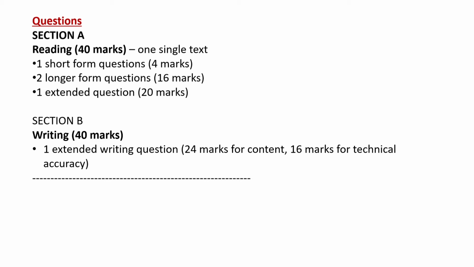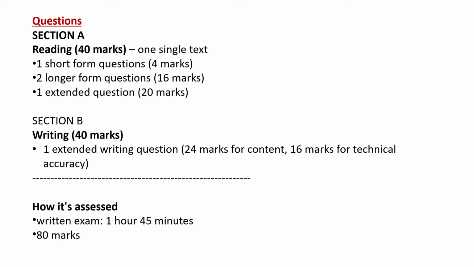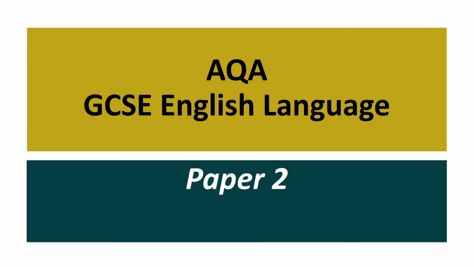And finally, to complete Paper 1, you will be given 1 hour and 45 minutes. The overall mark for both Section A and B is 80, and this paper is worth 50% of your GCSE in English Language. With that being said, I will now guide you through Paper 2.